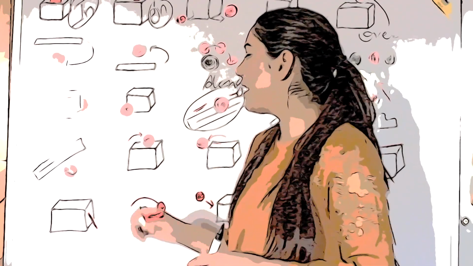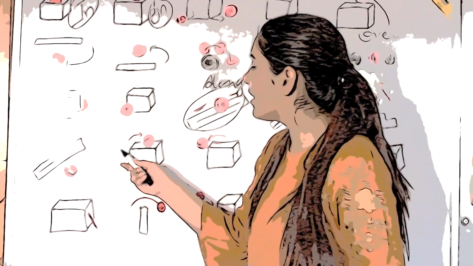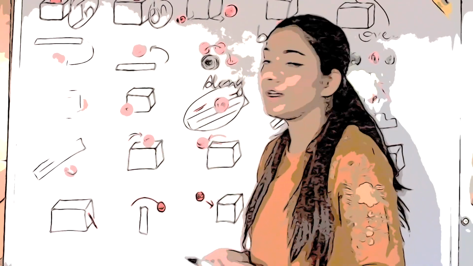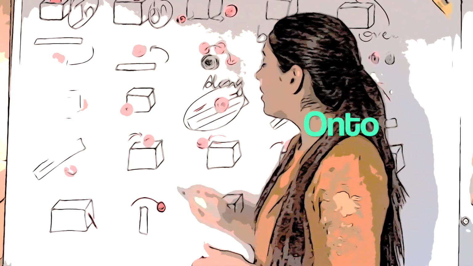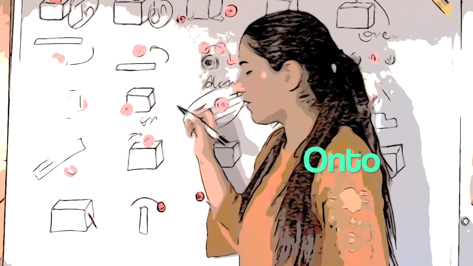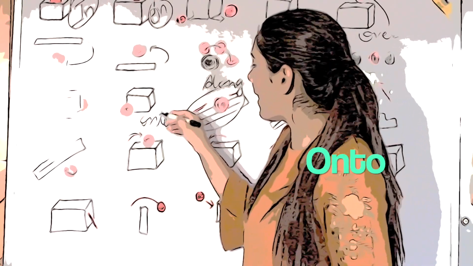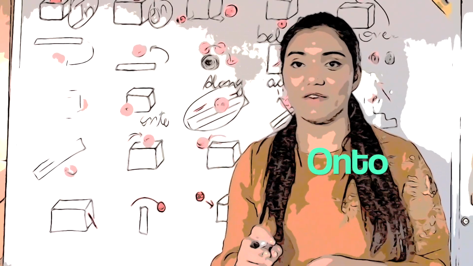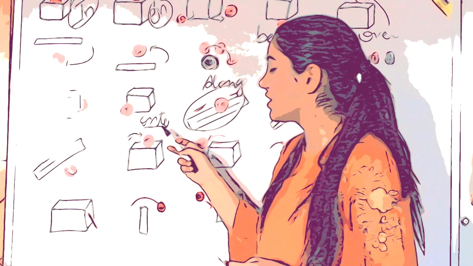Now we will study some movement prepositions. For example, there's a black box and this ball just jumped over the black box. Then what will we say? We say on. Will we say on? No. We will say on to. Why? Because a movement is involved. So if movement is involved, then we will say on to.